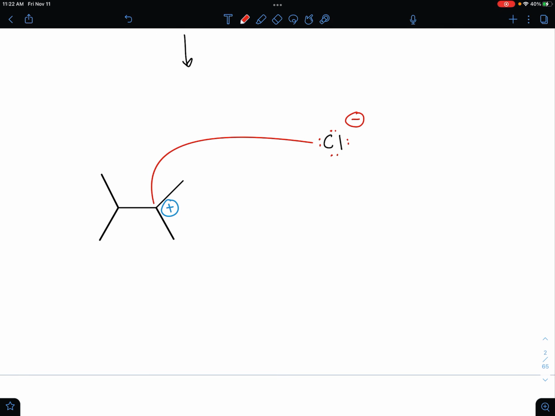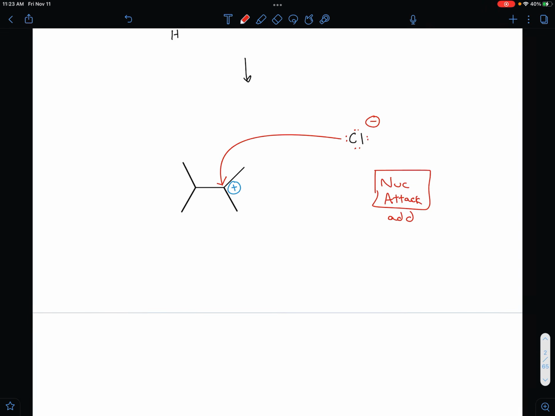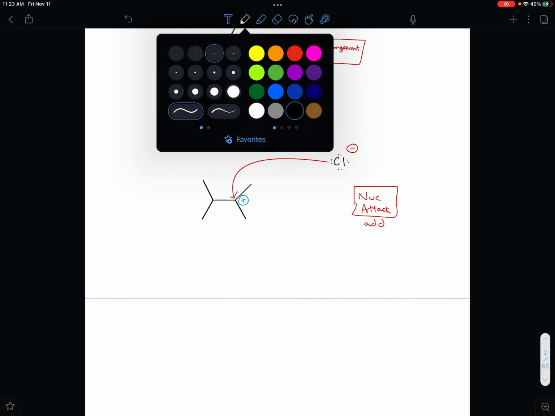How are they going to react? 95% of reactions happen because opposite charges attract. So the electrons on the nucleophile are going to attack the carbon or the atom that has the positive charge. So that's nucleophilic attack. And what that's going to do is add that chlorine onto that molecule.